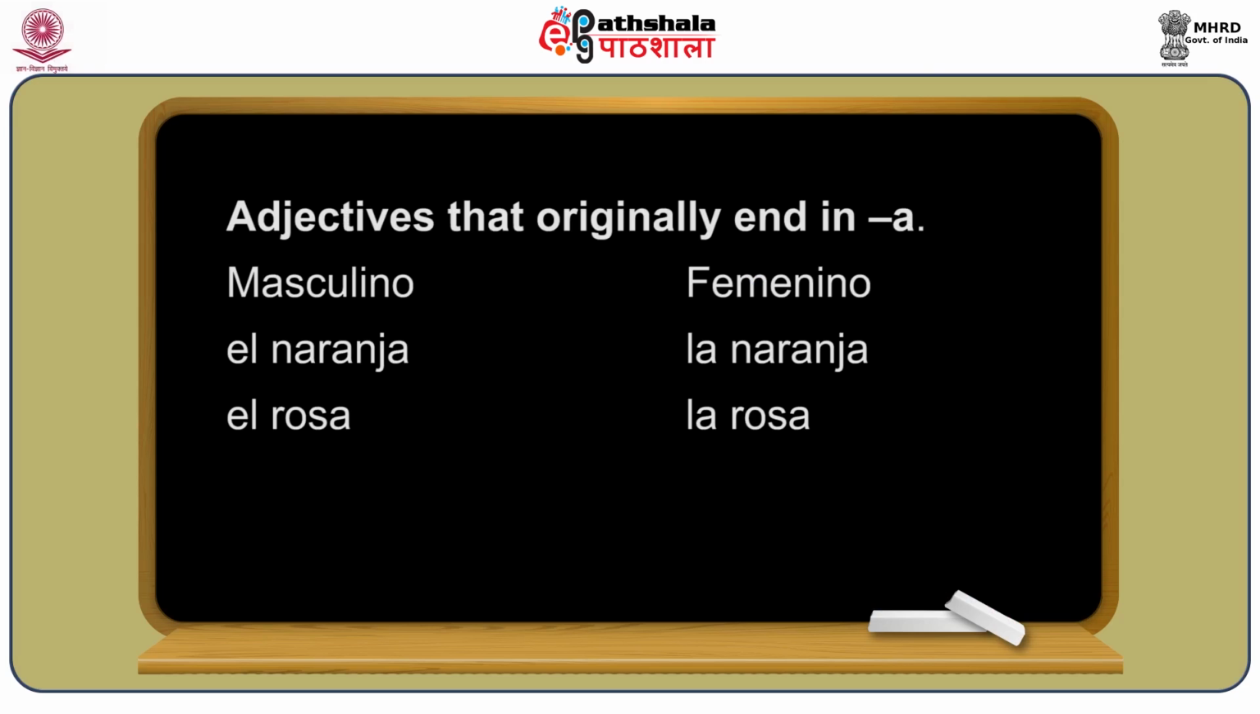And there are also adjectives that are originally ending in A. For example, naranja or rosa, naranja meaning orange and rosa meaning pink. So they originally end with A, thus they also remain as they are, meaning they will not change. So for adjectives, you have to remember the rules, as well as learn all these adjectives so that you can use them properly.